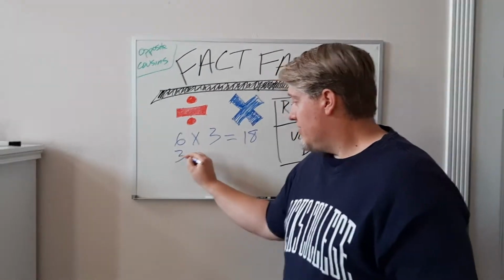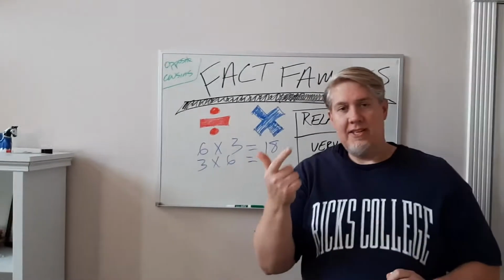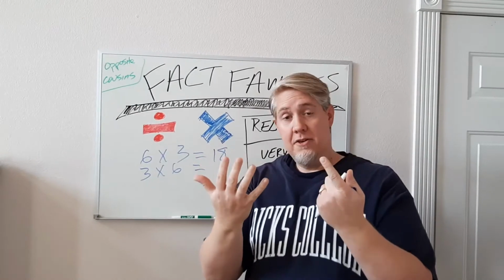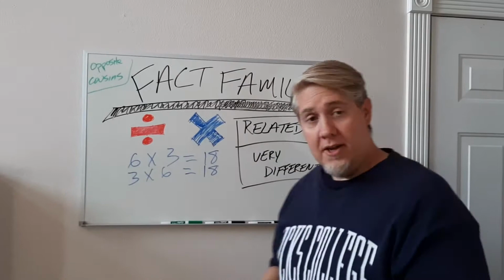Now, if we started with the smaller number, in this case 3: 3, 6, 9, 12, 15, 18. Oh my goodness, we get there the same way, and we get the very same product.